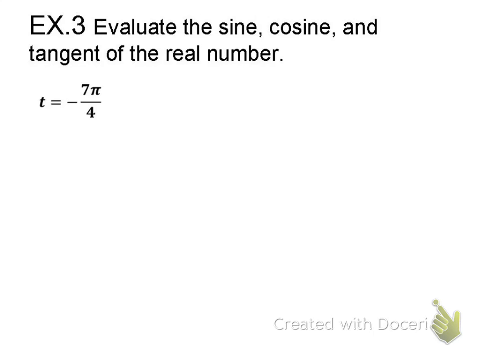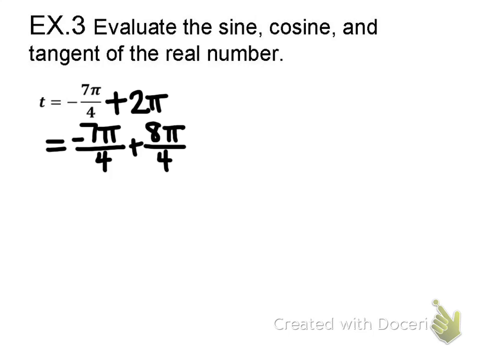Okay, number 3 says to evaluate sine, cosine, and tangent for the real number t equals negative 7 pi over 4. Well, I don't have a negative 7 pi over 4 on my unit circle, so I'm going to find an angle that is equivalent. To do that, I'm going to add 2 pi to the angle, and this will find a coterminal angle. So if I add negative 7 pi over 4 to 2 pi, that's the same as adding 8 pi over 4. Negative 7 pi plus 8 pi is going to give me 1 pi over 4, which is equal to 45 degrees.